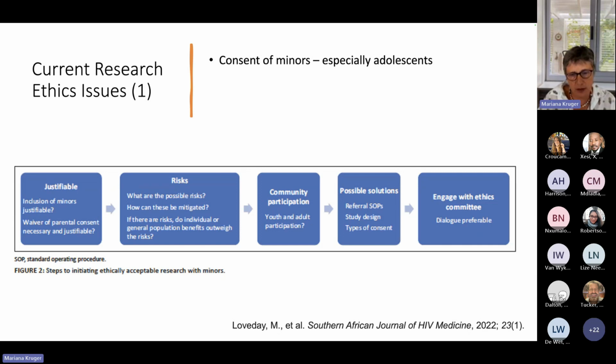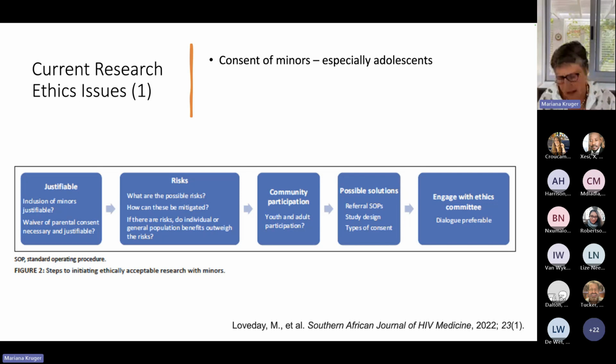So when you are dealing with this kind of research and you want only adolescents to provide consent, there's this very good paper, and there are several others also by Anne Strode and Kathy Slack, but this one was recently in 2022 in the Southern African Journal of HIV Medicine, where this particularly comes from a group dealing with HIV/AIDS research. So you first look at the justifiability of inclusion of minors. Is it justifiable? And then you look at whether a waiver of parental consent is necessary and justifiable.